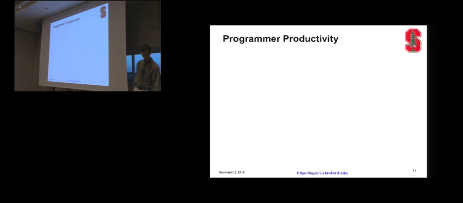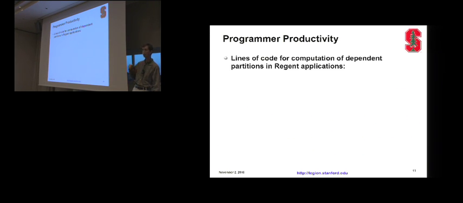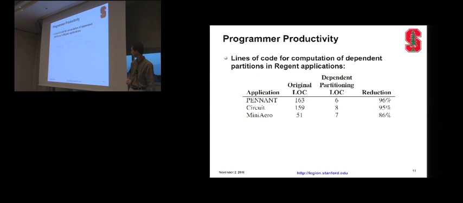Okay, so let's talk real quick about programmer productivity and performance. Programmer productivity, ease of use, is a hard thing to measure. The way I'm going to do it, which not everybody is fond of, is I'm just going to show you lines of code. Not because I think this is the only way to do it, but because I think the numbers are different enough that you'll agree that there's clearly some signal in the noise.